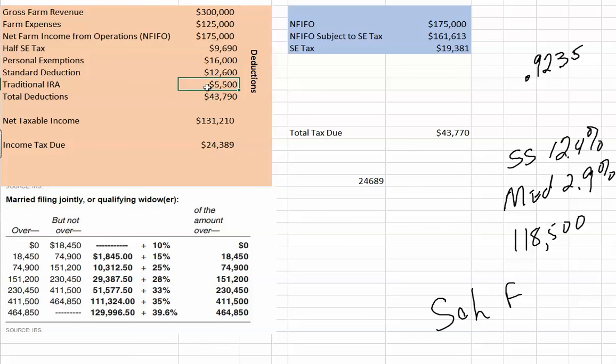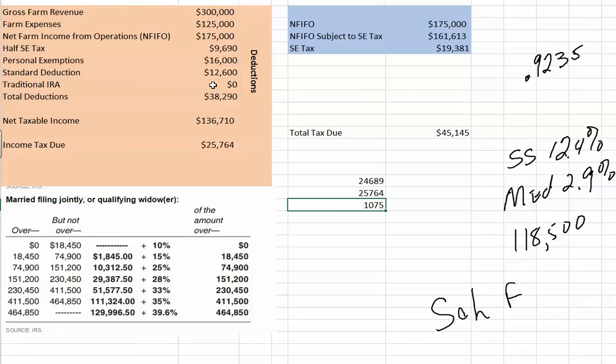But now remember, you can't go get that out. But what if you just chose not to do that? Okay, so let's put a zero right there. Look what happens. The income tax actually goes to 25,764. Okay? And if you simply do a subtraction of those two numbers, you'll see that putting that $5,500 in that IRA actually saved you $1,075 in income tax.